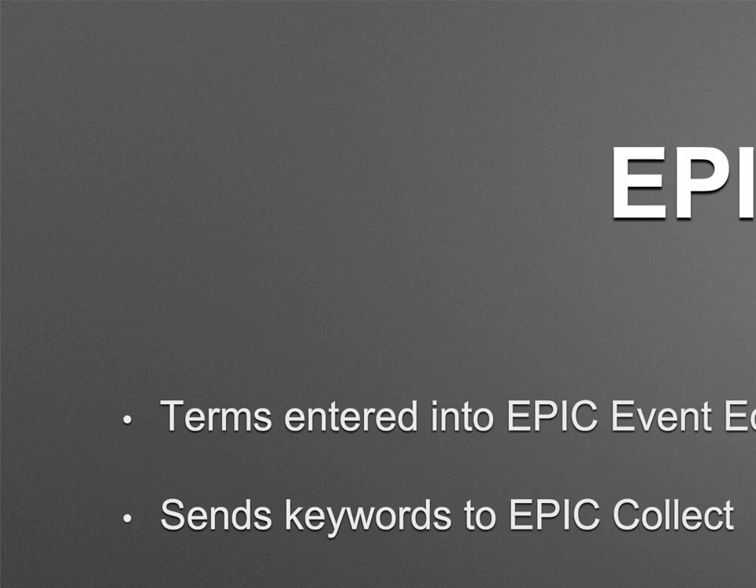After the initial set of keywords have been identified, we continue to monitor Twitter, looking for terms of interest, and we make adjustments as time goes on. And all of these terms are entered into what we call the Epic Event Editor, which in turn sends them to a piece of software that we call Epic Collect. It submits those terms to the Twitter Streaming API, and I'll discuss Epic Collect in a bit more detail in just a moment.